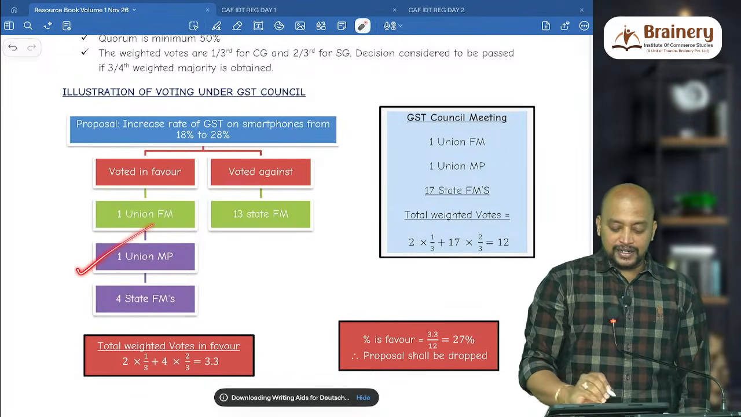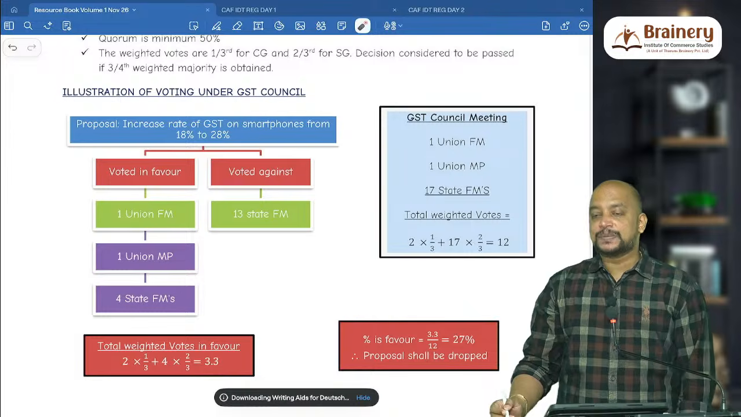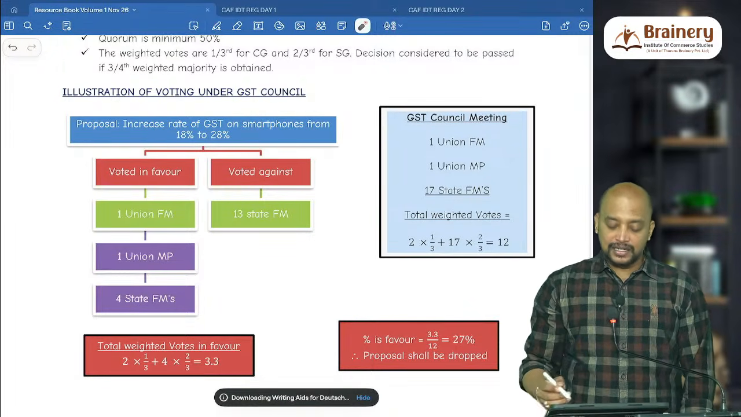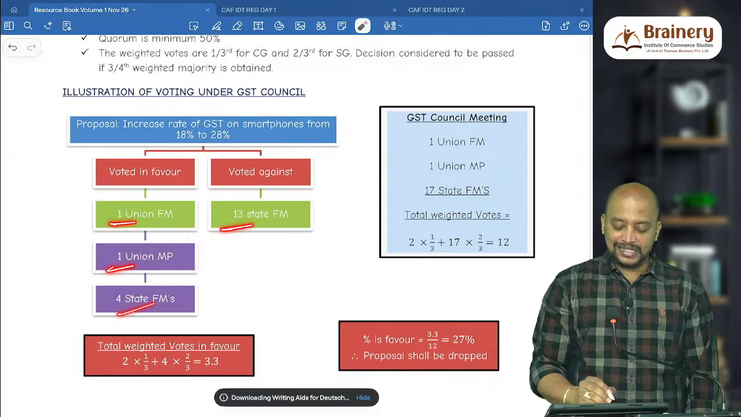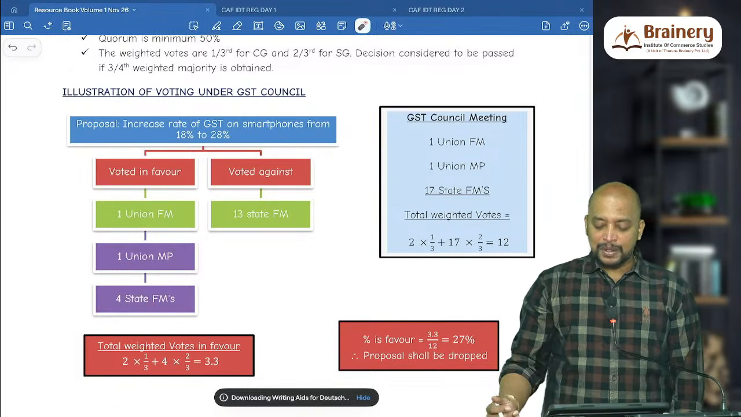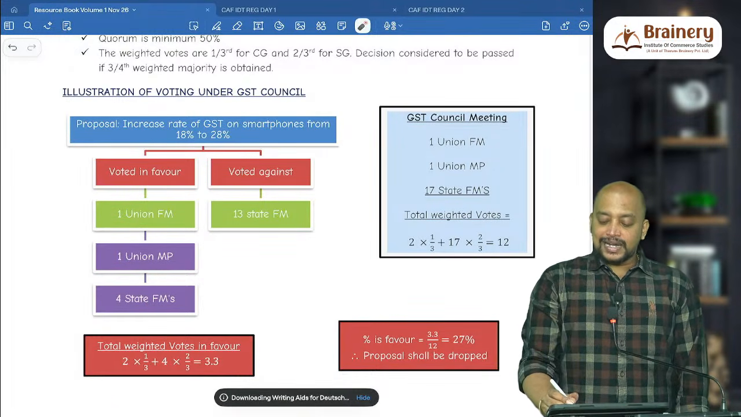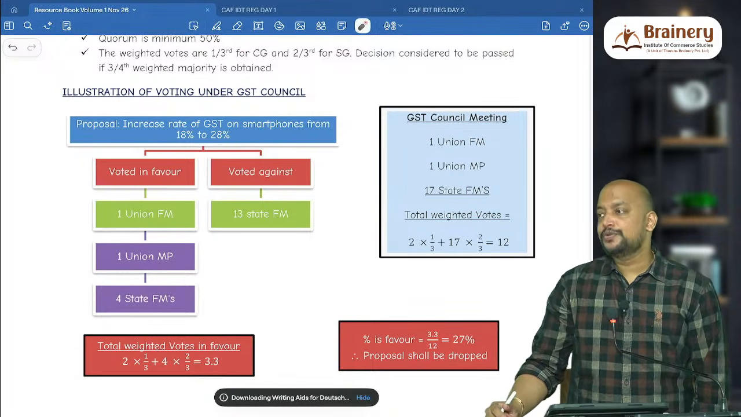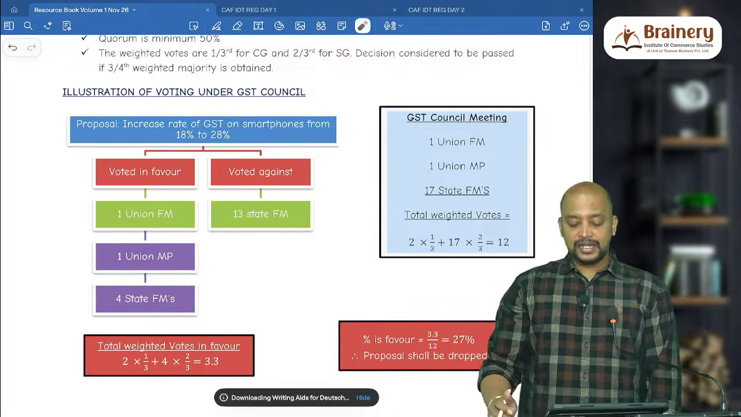The Union Minister and 4 state finance ministers voted in favor and 13 voted against. Total: 13 plus 4 plus the Union, that is 17 or 19? How many members were present? 19, which is more than 17. So quorum is achieved. What is the total weighted votes?